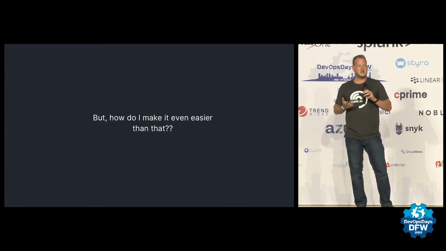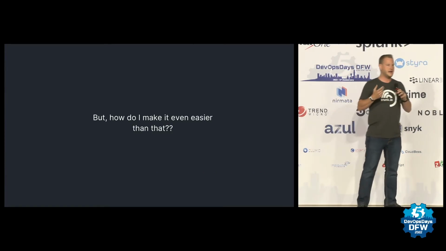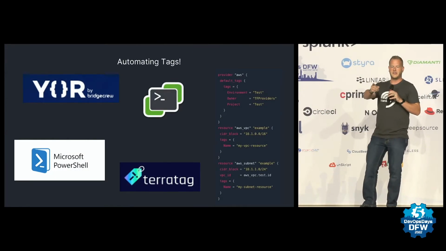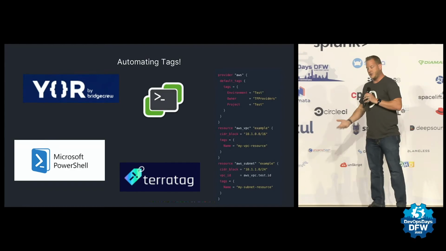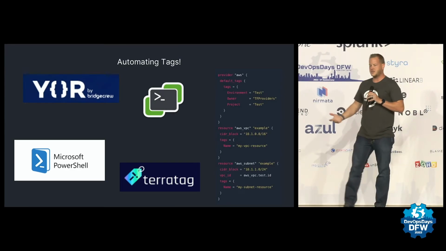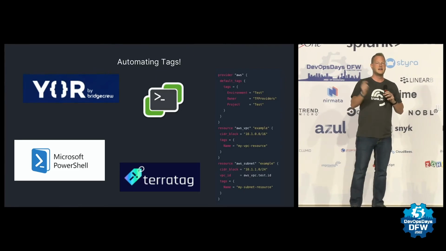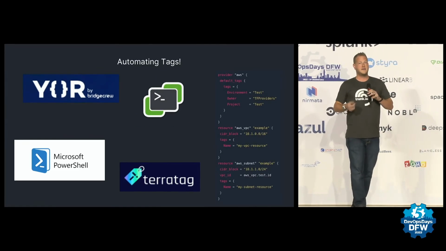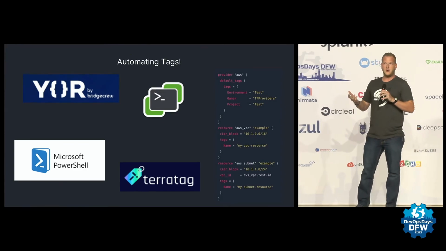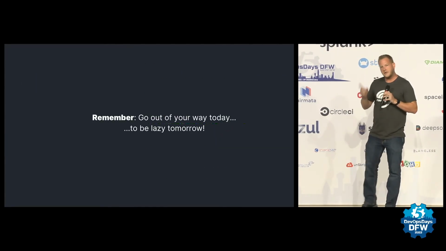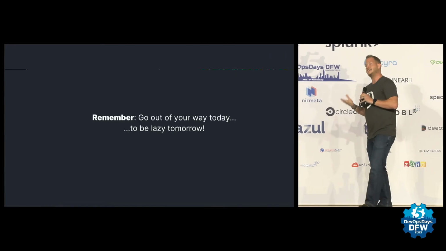How do you make it even easier than that? We all know that you don't want to go through and click on every single thing and add this key value for everything there. There's a tool for that. Going through using something like Yor by Bridgecrew, if you're a Microsoft shop using PowerShell, if you're a VMware shop using PowerCLI, TerraTag by env0. If you're using Terraform for AWS, there's a native tag provider built right in. Go out of your way today to be lazy tomorrow.